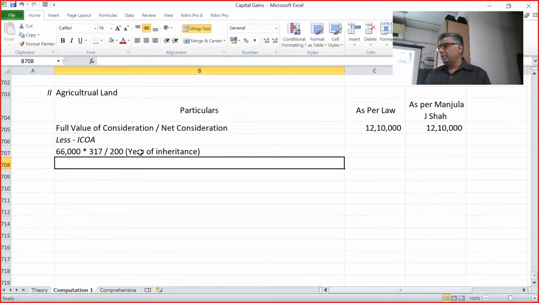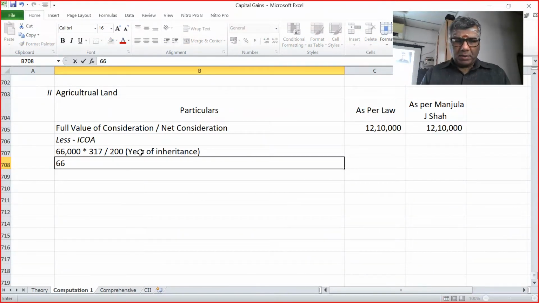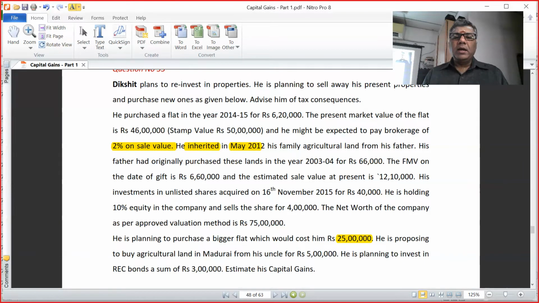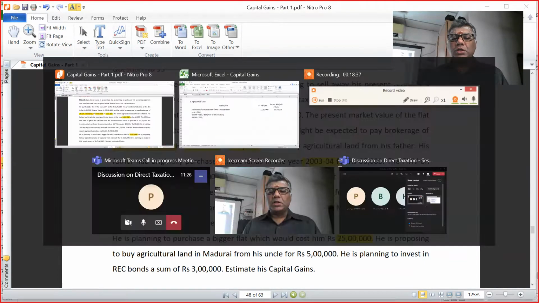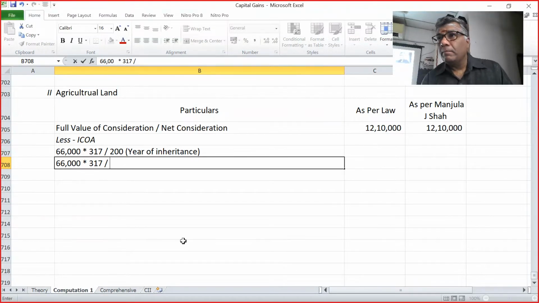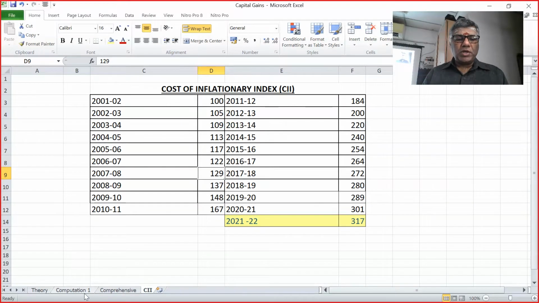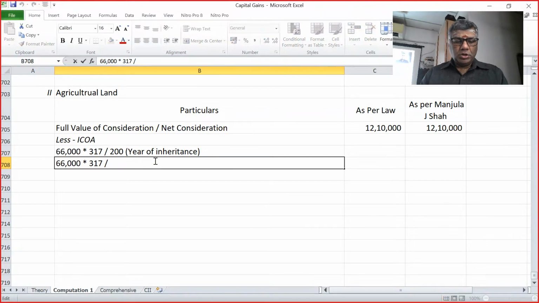Whereas if I go as per the Manjula J. Shah case, 66,000 into 317 divided by the index for 2003-4 when the father had purchased it, which is 109. The fair market value of 6 lakh 60 on the date of gift should be ignored. Year of original acquisition.